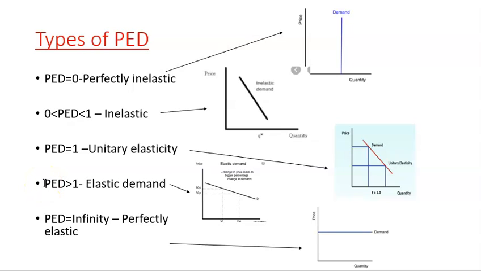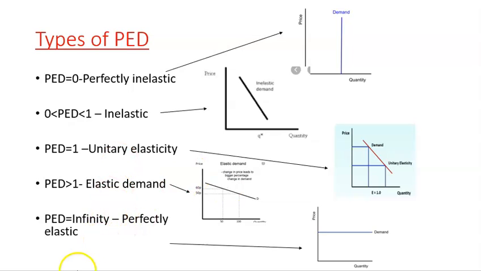Okay, the second last one that we're doing is when your PED is greater than 1, guys. This is your elastic demand, guys. So this is when a small change in price is going to cause a big change in the quantity demanded, guys. So, for example, a 10% change in price can cause anything from an 11% change in quantity demanded to 100% change in quantity demanded, guys. As long as it is more than the percent change in price, guys, it is an elastic demand.